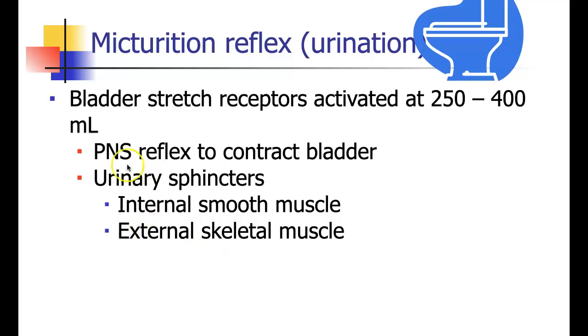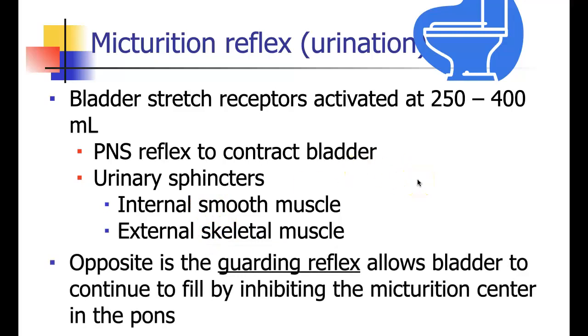Okay. So you have urinary sphincters that are made of internally smooth muscle and externally skeletal muscle. So that means that the smooth muscle one is not under your control, right? The smooth muscle one is going to be under autonomic control, and then the external skeletal muscle one is under voluntary control. And so both of these then need to relax in order for urine to come out.